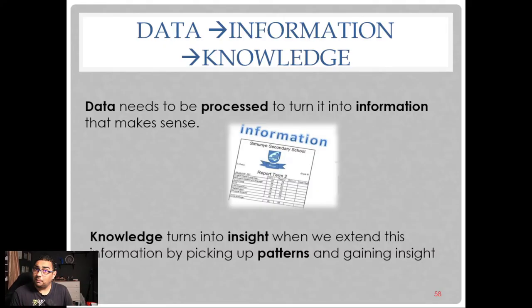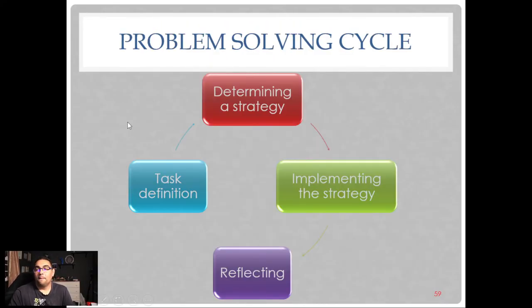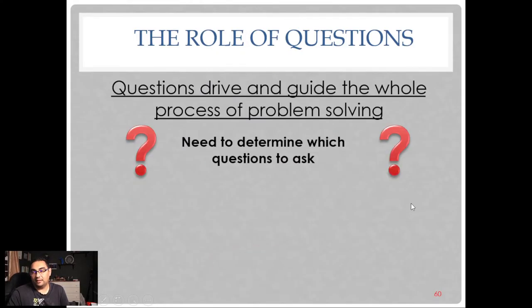Why? So that you can spend money. That's the ultimate goal of a shopping center. They want to make money. So here's our problem solving cycle. We have a task definition, then we determine the strategy, we implement it, and then we reflect.